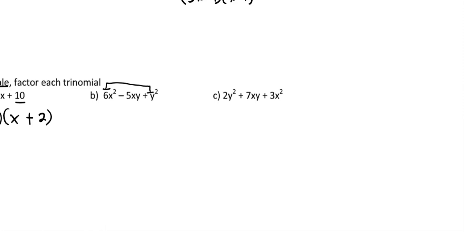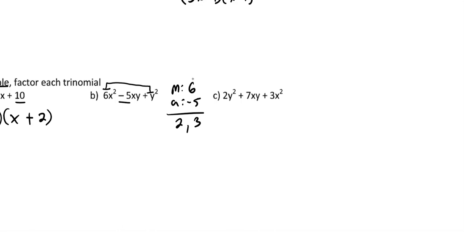All right, so we are looking for numbers that multiply to 6 and add to -5. So what numbers multiply to 6 and add to -5? 2 and 3. Yeah, 2 and 3. So this one is going to work.